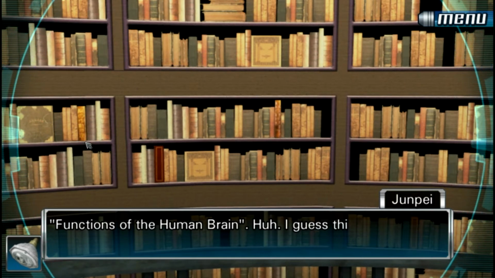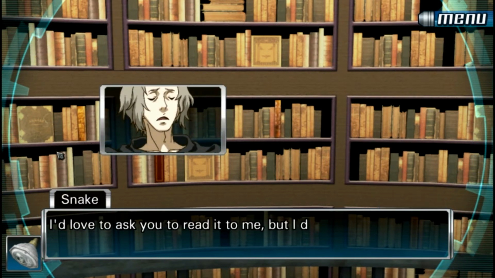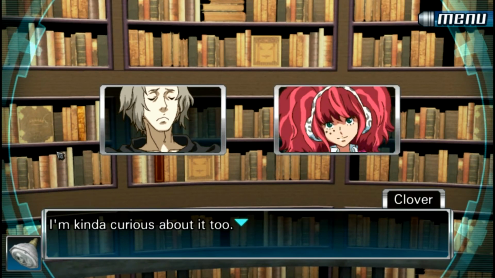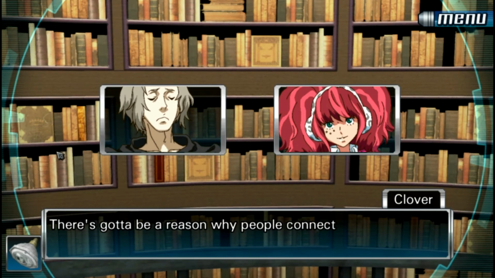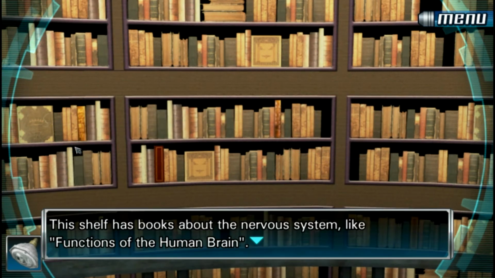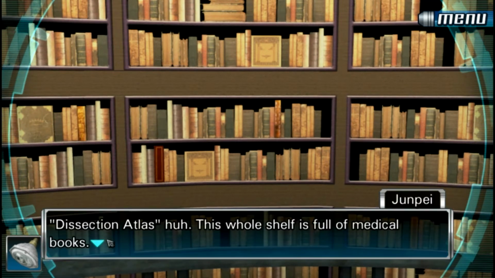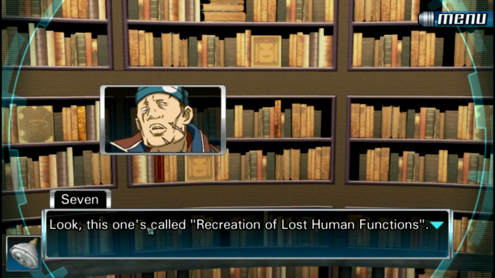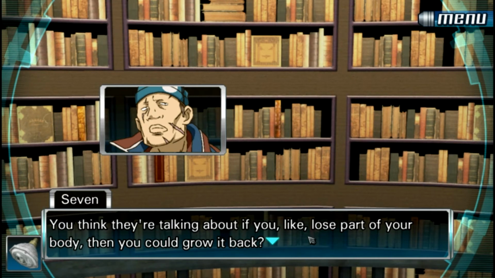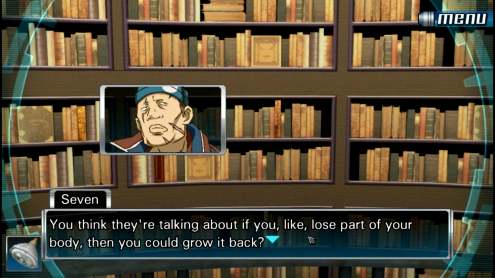Functions of the human brain, huh? I guess this is a book about the nervous system. I'd love to ask you to read it to me, but I don't think we have the time. I'm kinda curious about it too. There's gotta be a reason why people connect with each other, you know? Dissection Atlas, huh? This whole shelf is full of medical stuff. Looks like this one's called Recreation of Lost Human Functions. You think they're talking about if you lose part of your body, then you could grow it back?